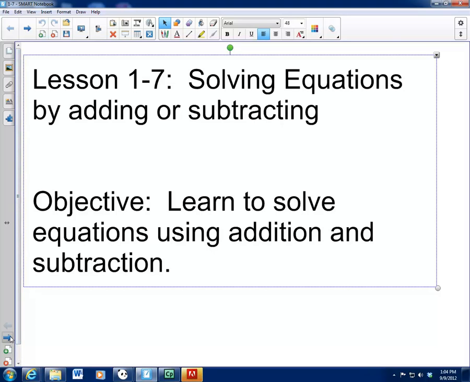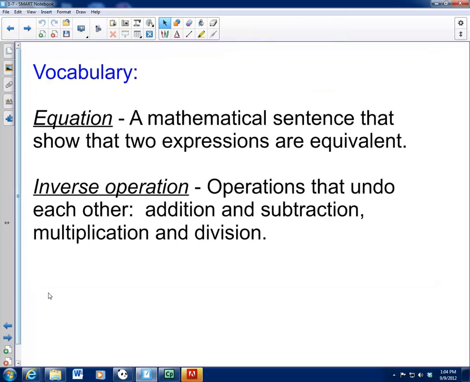There won't be any multiplication or division today. There will be tomorrow, though. So let's take a look at our first slide. Our first slide is talking about our vocabulary. Our first vocabulary word here is equation.